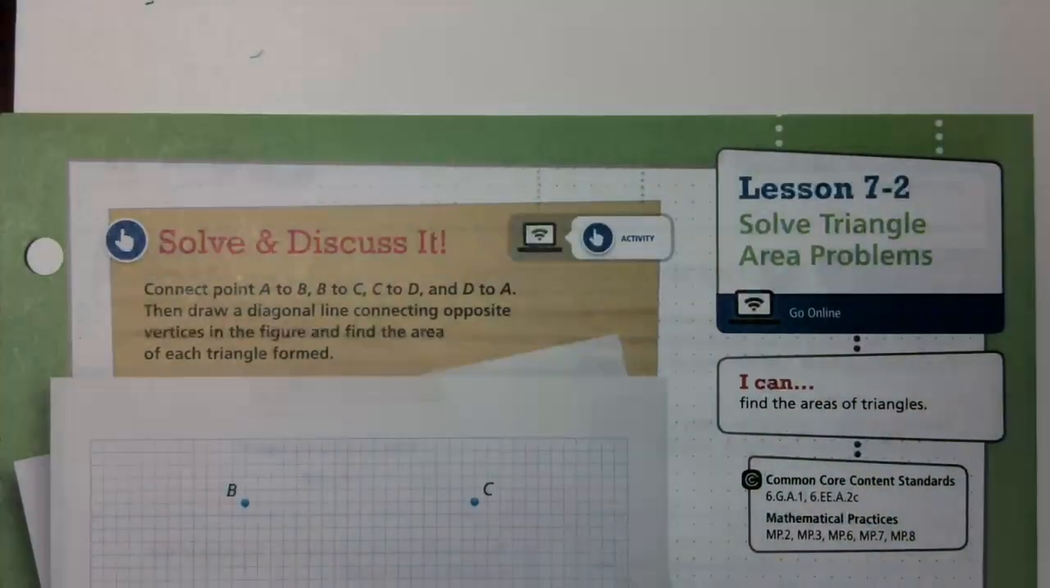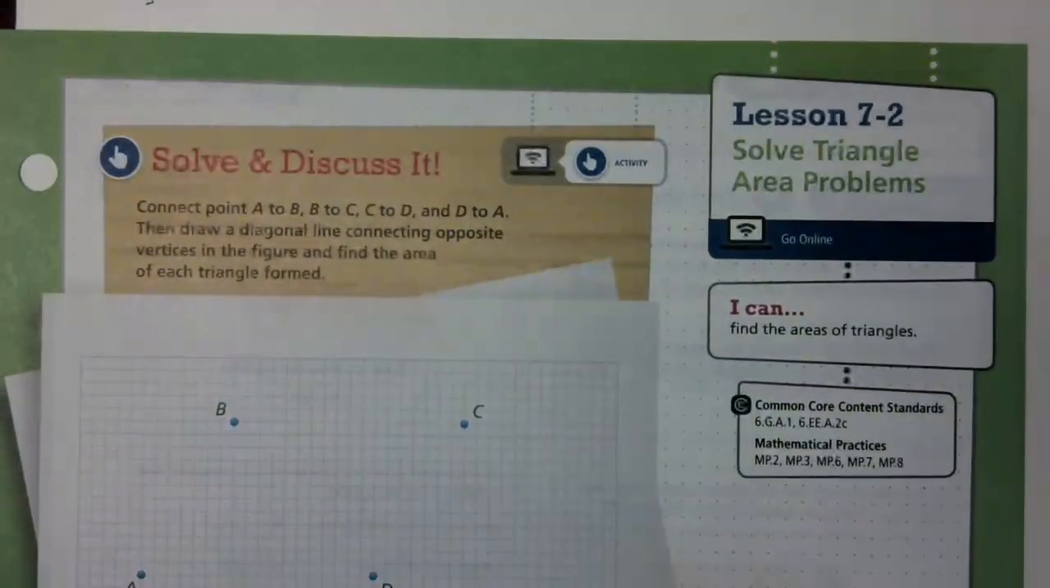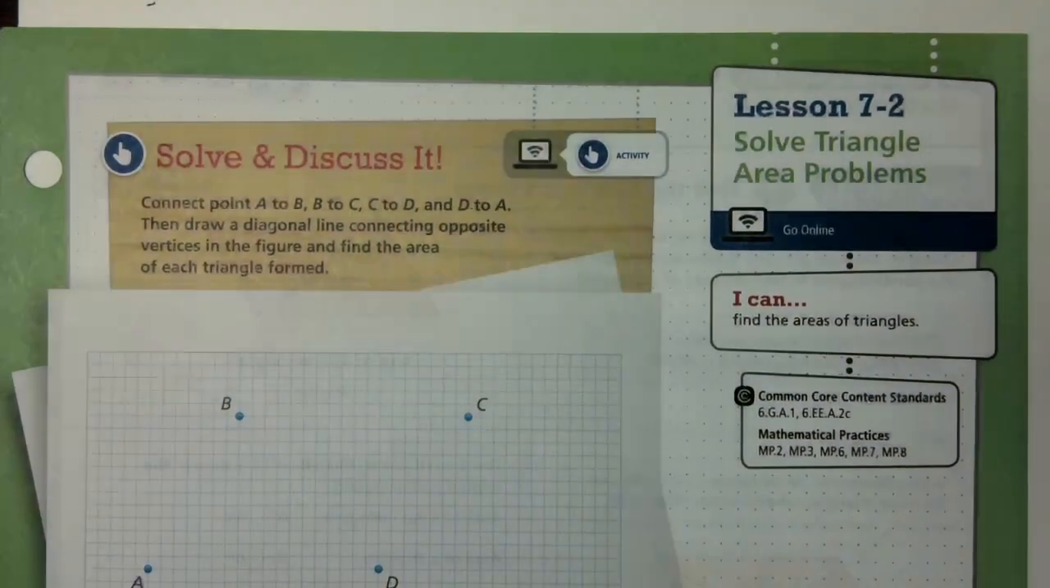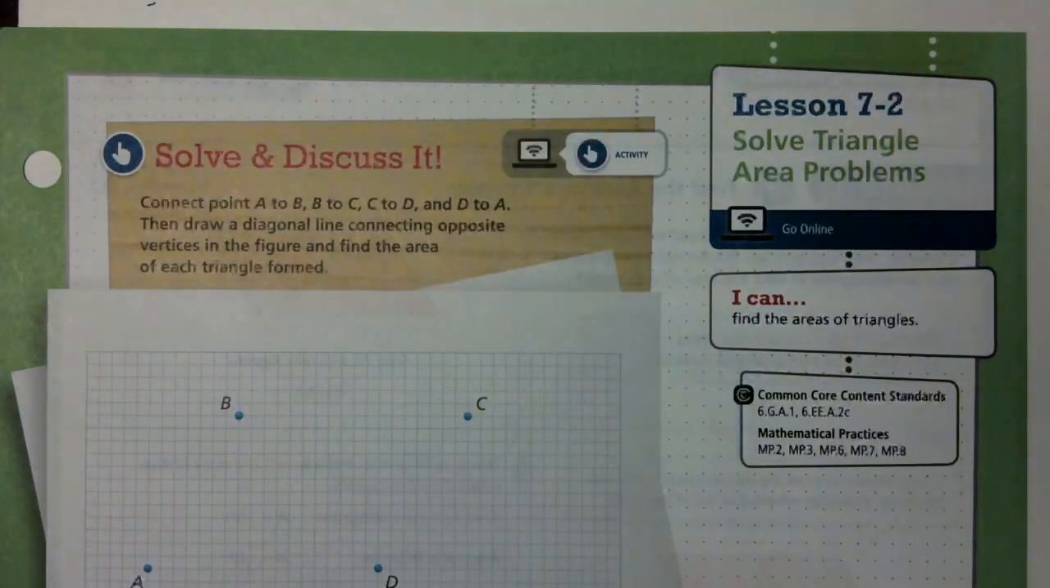Alright students, today we're going to do lesson 7.2, which is solving triangle area problems, finding the area of triangles, and that means any type of triangle, whether it be an acute triangle, an obtuse triangle, or a right triangle.